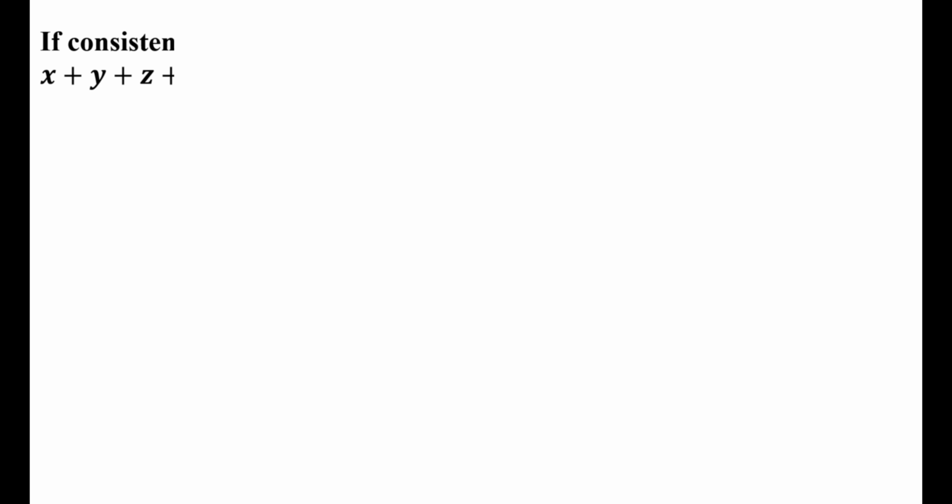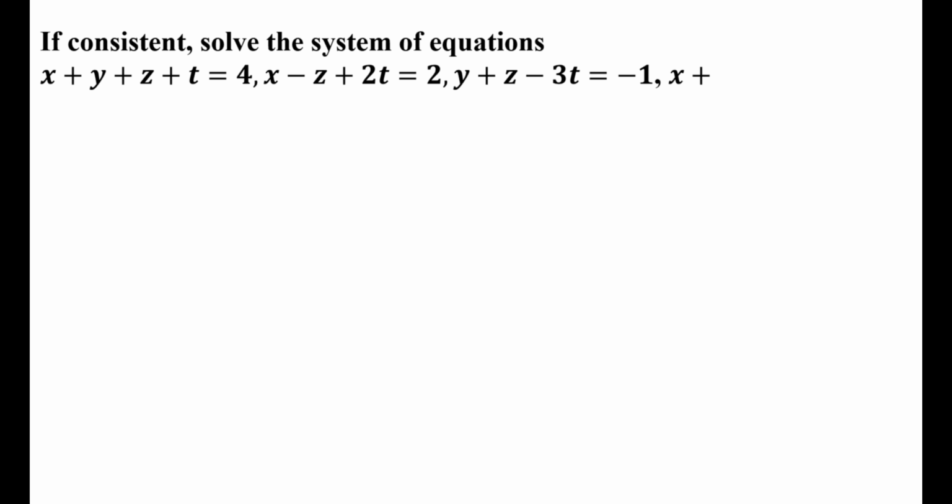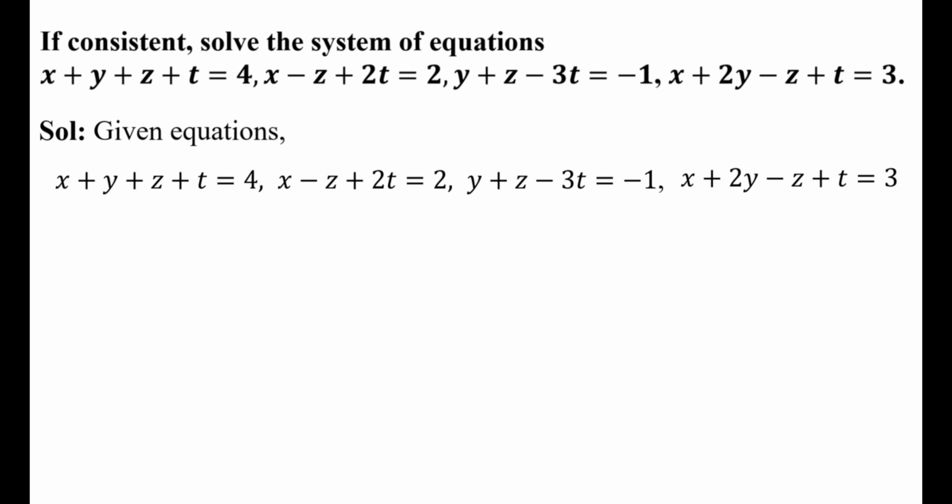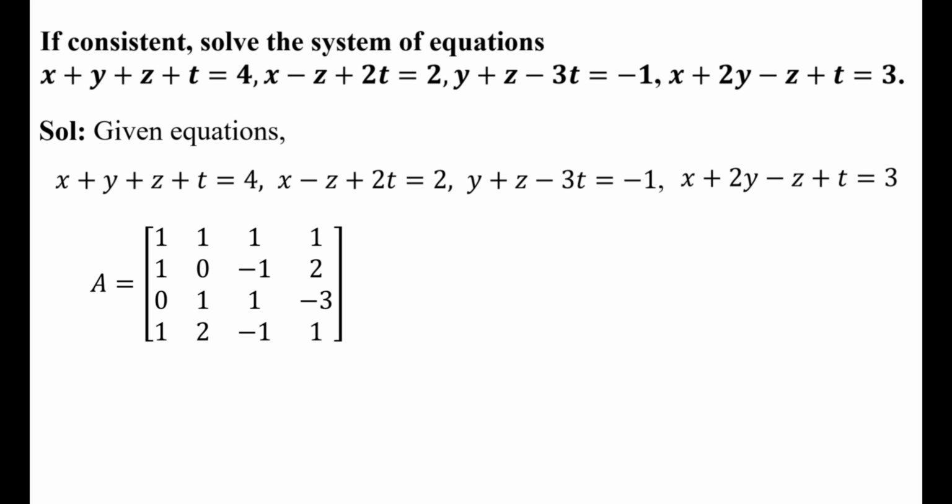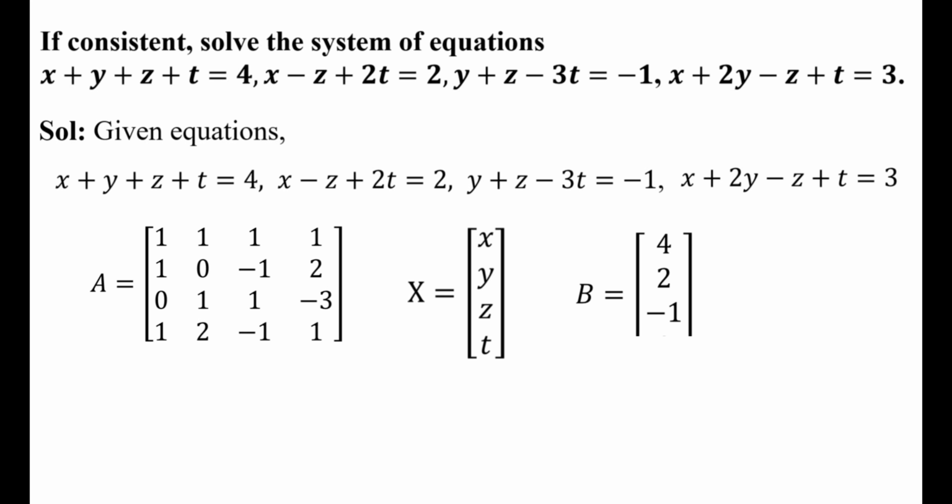Let's look at another example of solving a system of linear equations. Here we have four unknowns x, y, z, and t. First, we represent the system in matrix form. The matrix A contains all the coefficients of the unknowns. The column matrix X contains the unknowns themselves. And the column matrix B contains the constants from the right hand side of the equations.